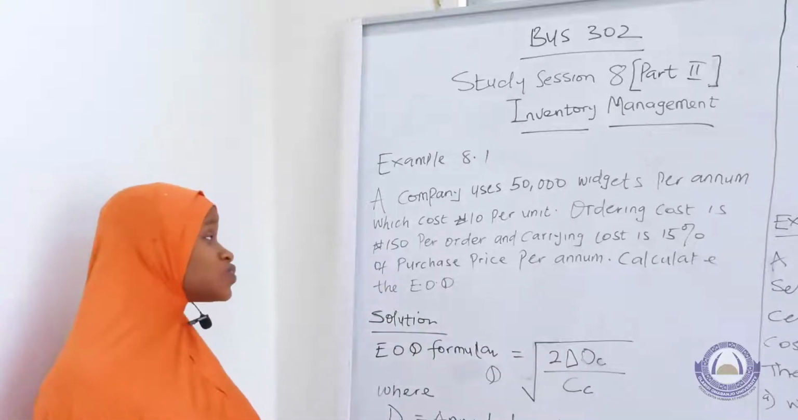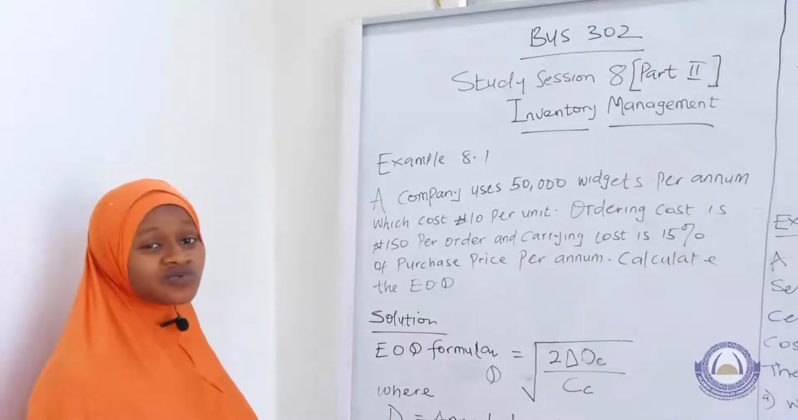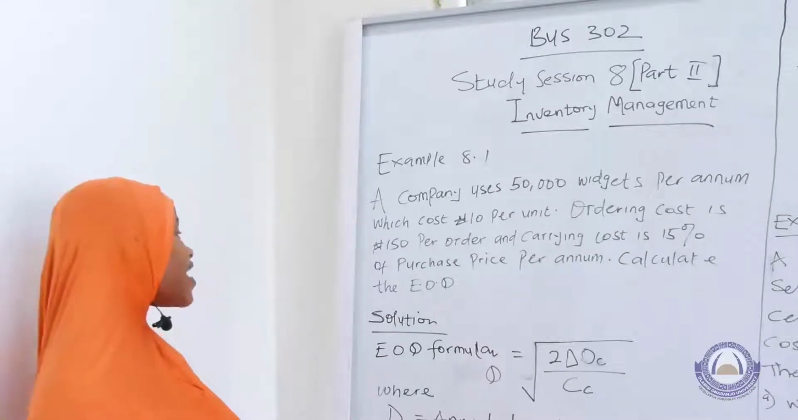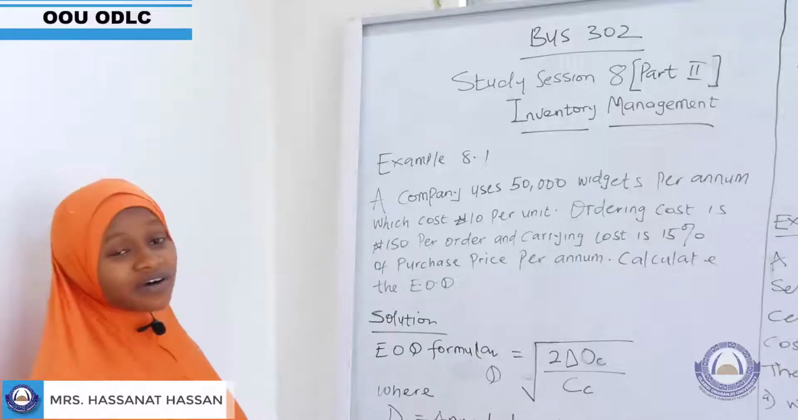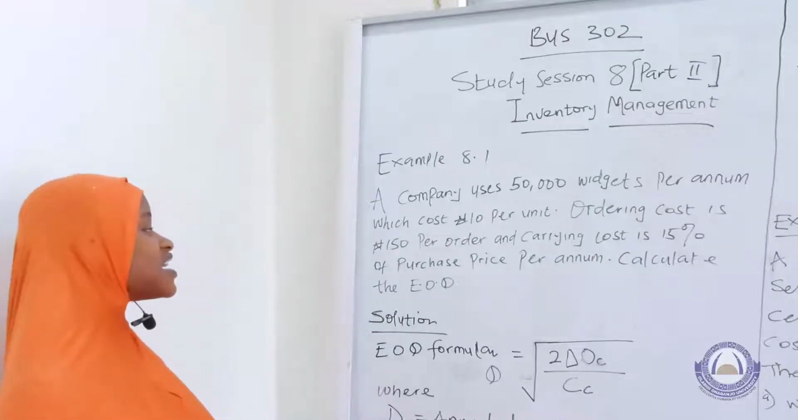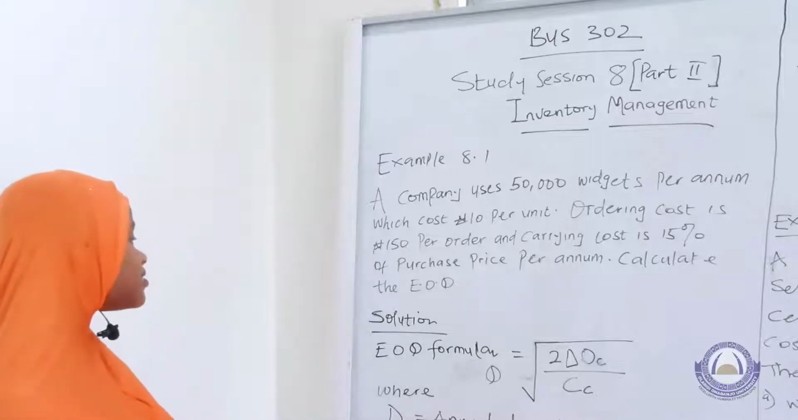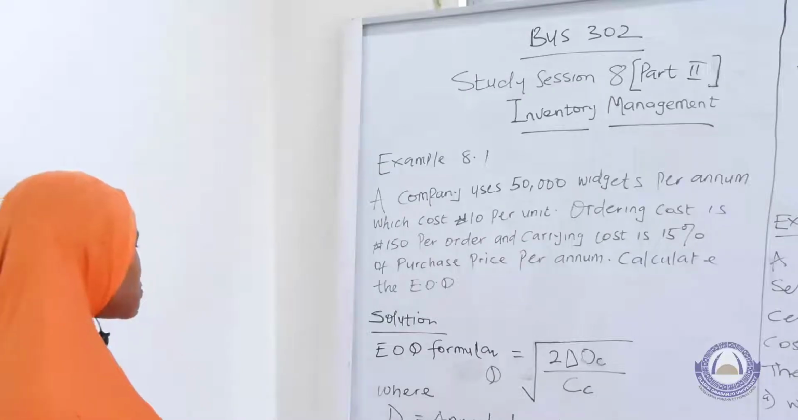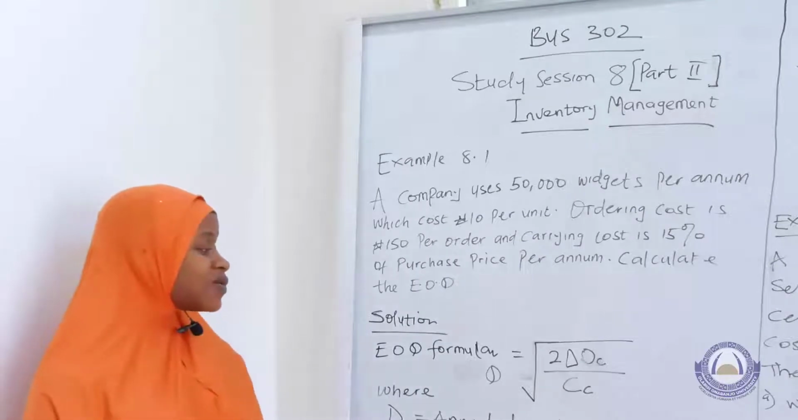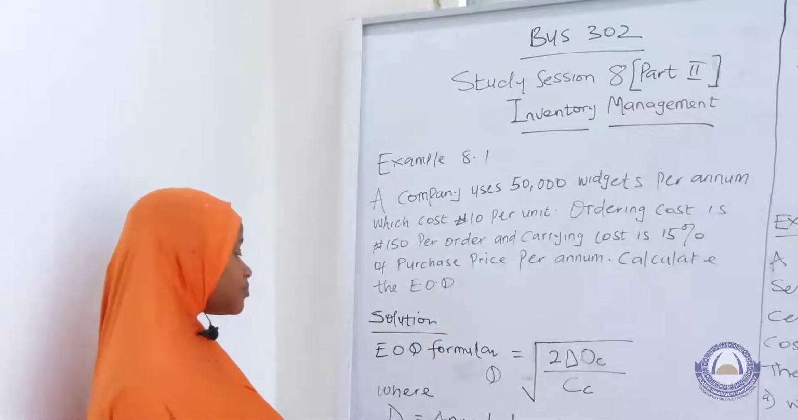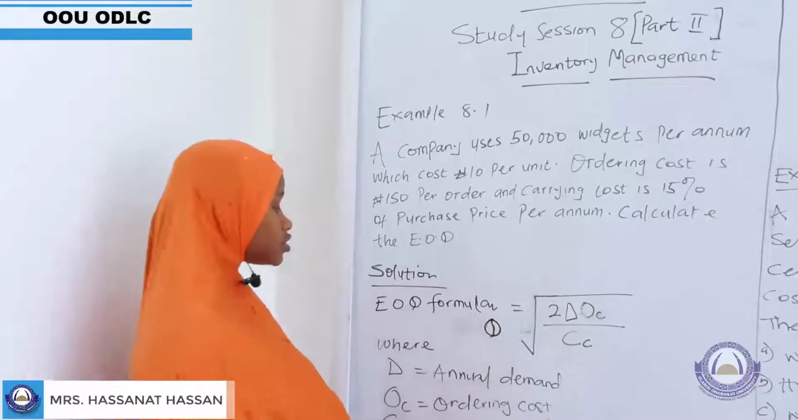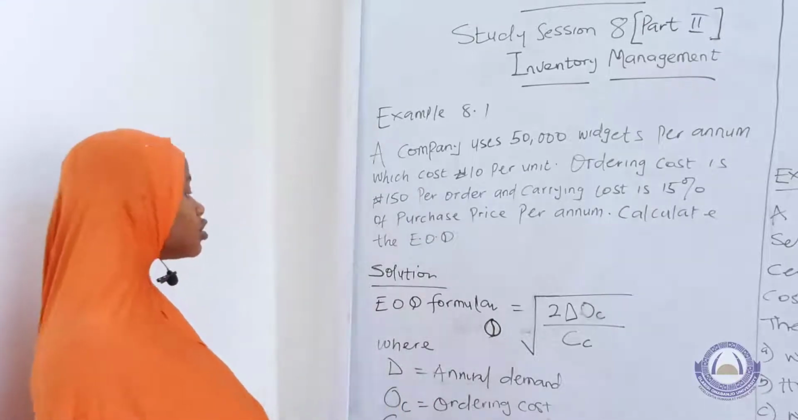Example 8.1: a company uses 50,000 widgets per annum, which cost 10 naira per unit. That's the purchase price. Ordering cost is 150 naira per order, and carrying cost is 15% of the purchase price per annum. We are to calculate the economic order quantity. So we write out the formula. The economic order quantity is also denoted by Q. In some texts or examples, you see it written as EOQ.